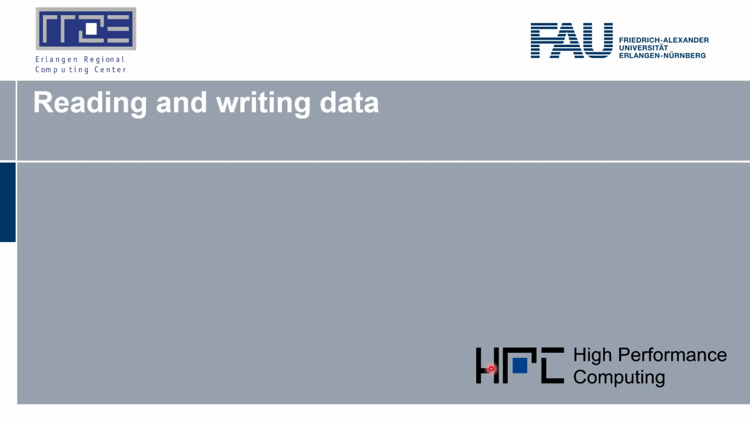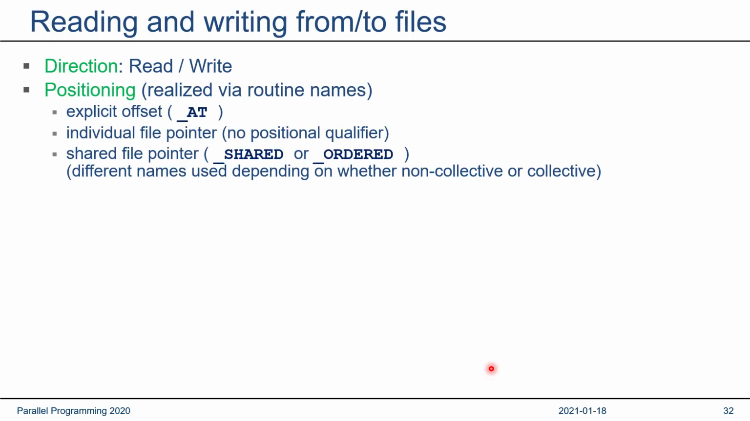So how do we actually access the data in the file after we set the stage by defining a view to the file? Now, there are of course a couple of functions that do what you want. We need to specify the direction, whether we want to read or write when accessing the file. There are functions for positioning file pointers, and the way this is done exactly is specified by the names of those routines. So for example, there are positioning routines which have an at the end, and they deal with explicit offsets, so stuff that has to be done, read or written at one particular place in the file.